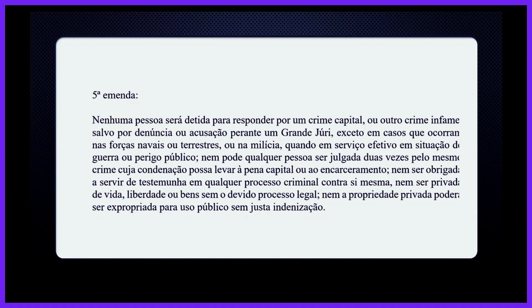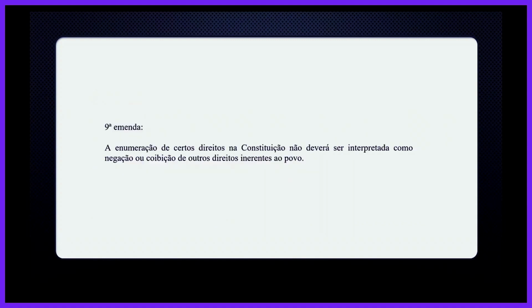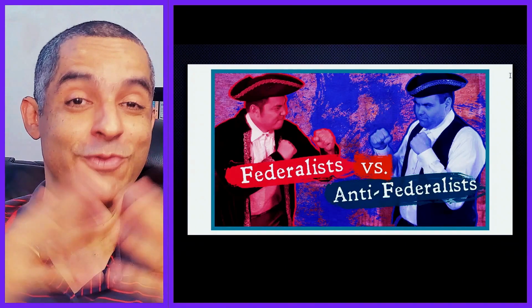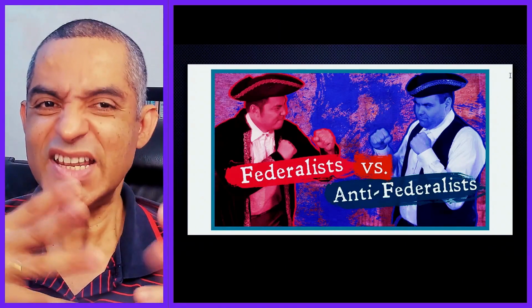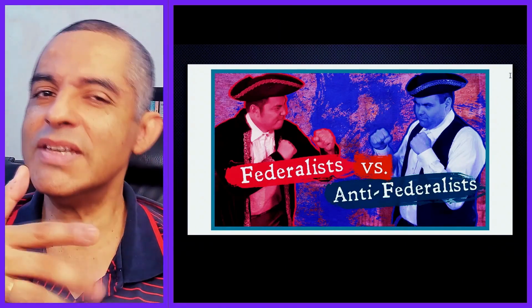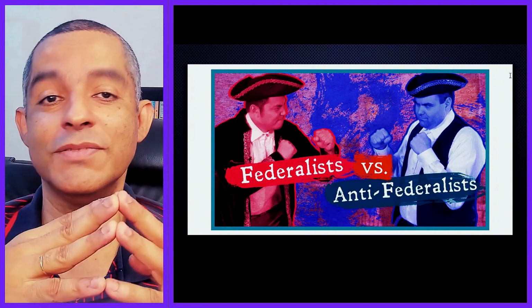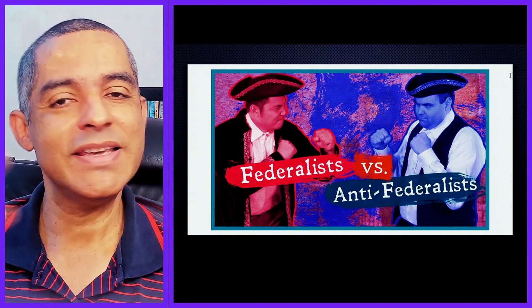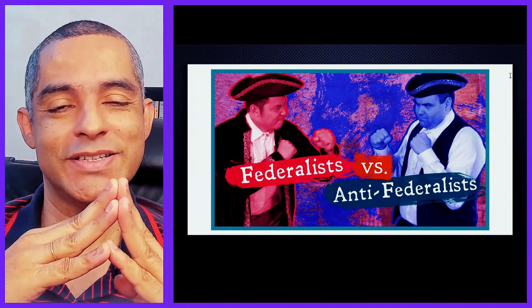The enumeration of certain rights in the Constitution should not be construed to deny or disparage others retained by the people. That's why here in Brazil, when we want to talk about rights, we talk about articles, because Article 5 of the 88 Constitution guarantees us that right. There in the United States, they refer to the famous amendments.